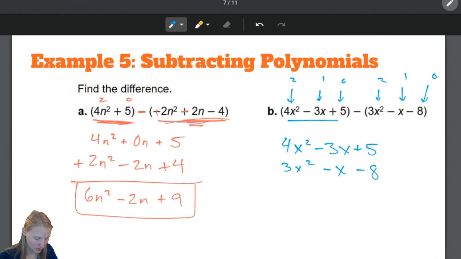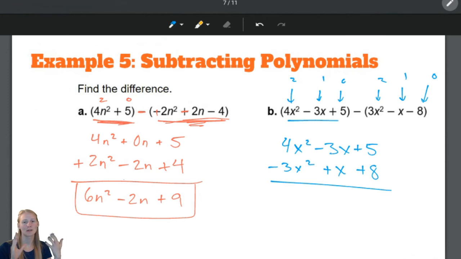And then remember, when we subtract, we change all the signs on the bottom. So, the positive 3x becomes negative 3x, the minus x becomes plus x, and the minus 8 becomes plus 8. And now, we do just what we did in the last example. 4x squared minus 3 is just 1 x squared. And remember, you don't have to write the 1, you can just write x squared. Negative 3 plus 1 is negative 2x. And positive 5 plus 8 is 13.